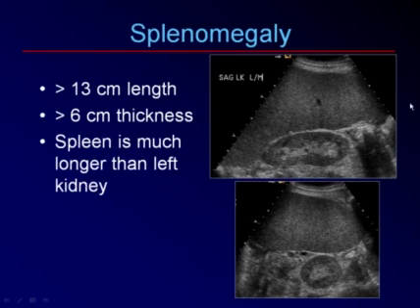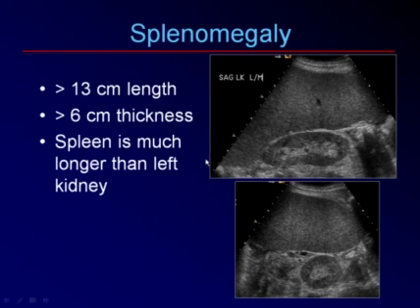What about splenomegaly? When is the spleen too large? Now, there's conflicting information in the literature. Some say over 14 centimeters long. Others say that you should just look at the way the spleen looks in relation to the kidney. Certainly, if the spleen is much longer and larger than the adjacent left kidney, that's splenomegaly.